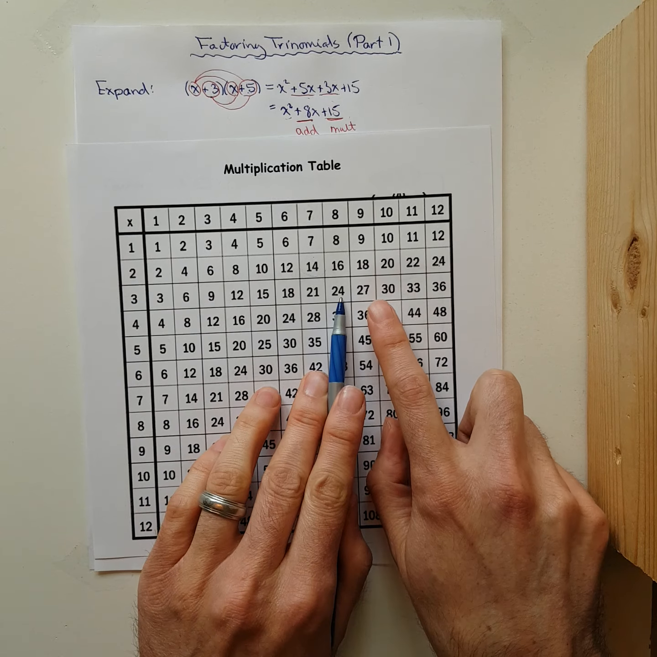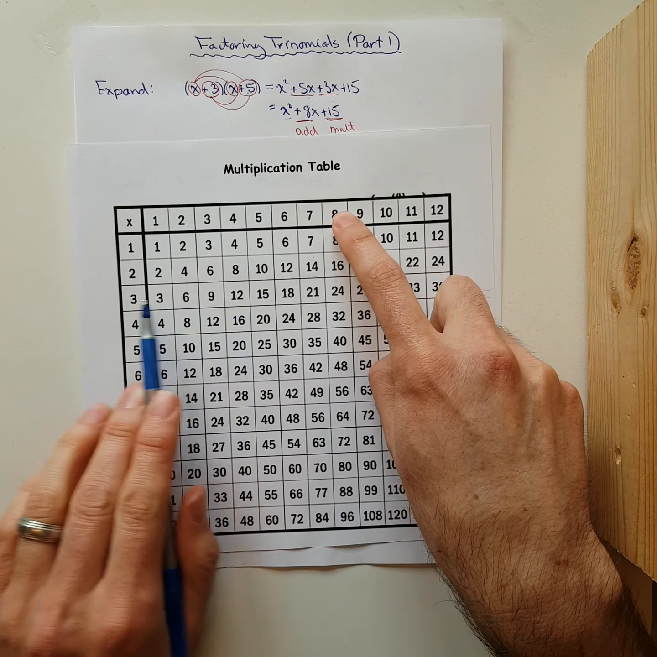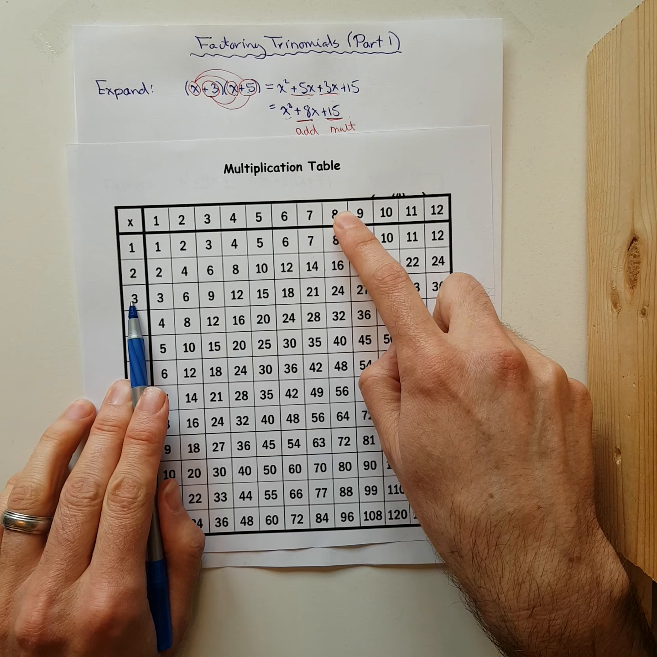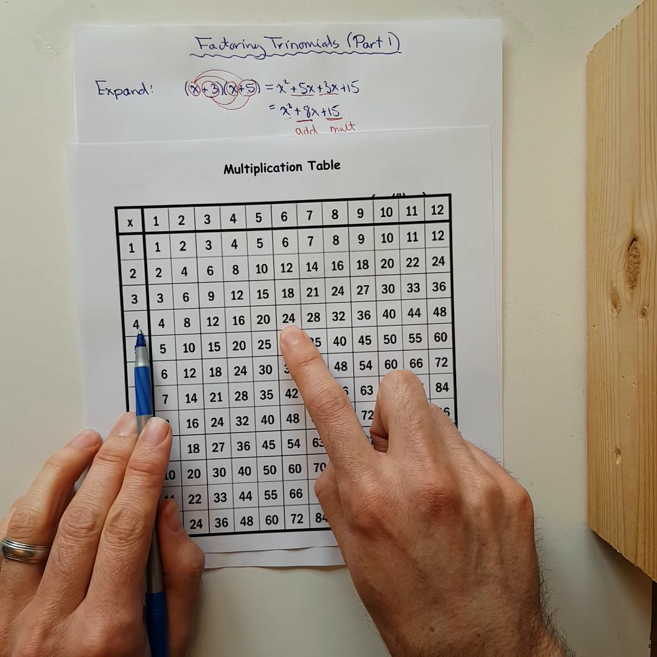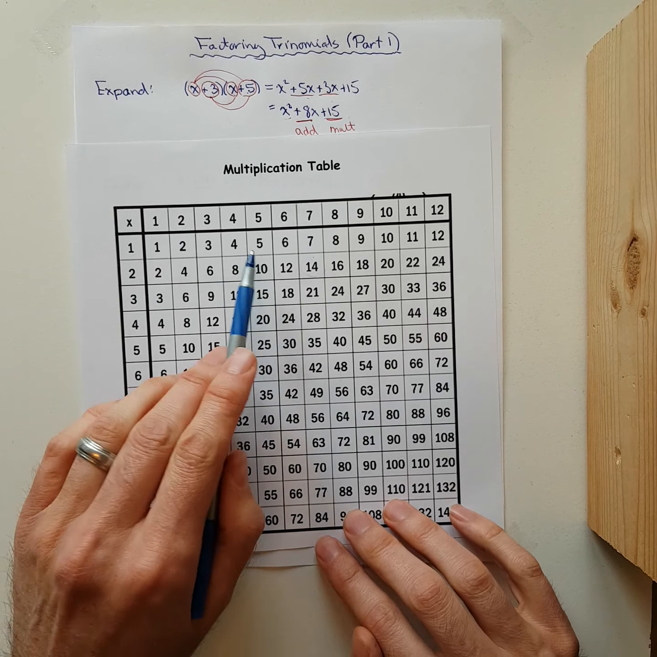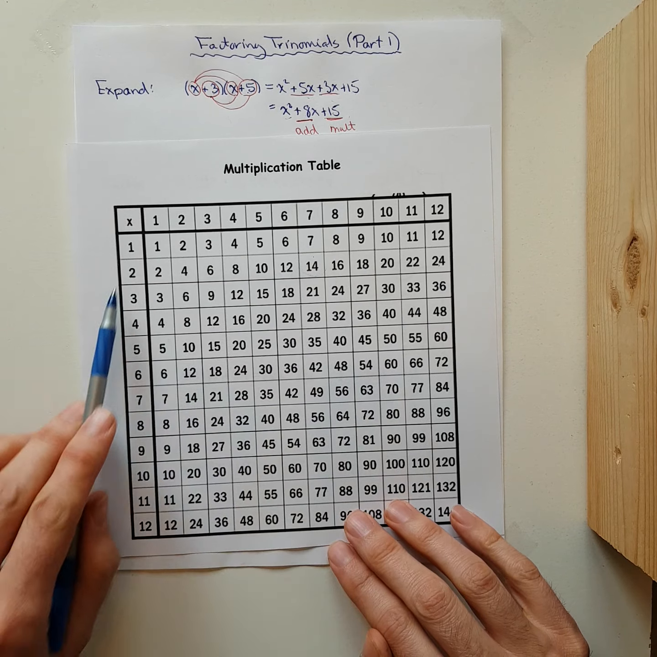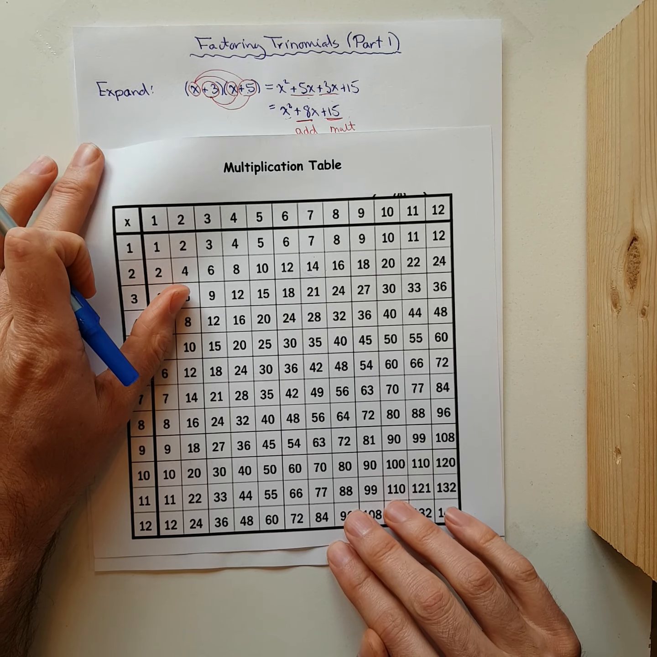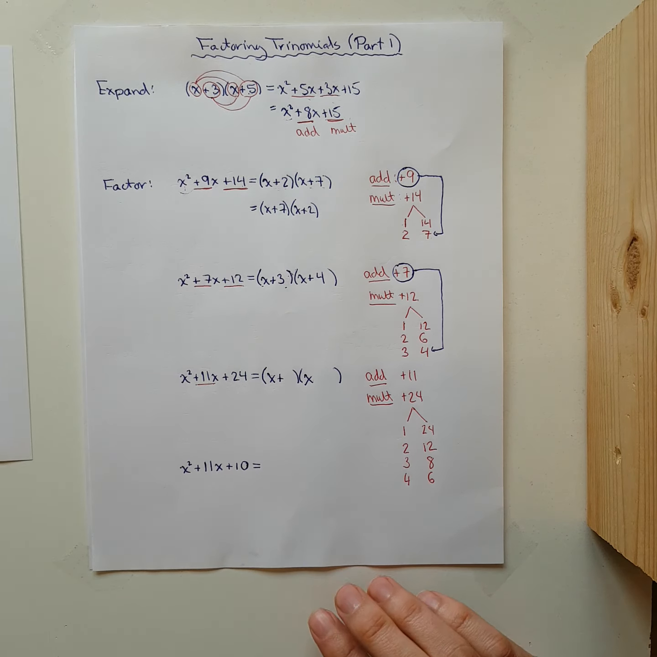Where else do we have 24? There it is again. 8 and 3 will multiply to 24. Where else? I have it here. So I have 4 times 6 will work. So you can use this multiplication table to try and search out that number and find out what pairs of numbers work if that's something that's difficult for you to do.